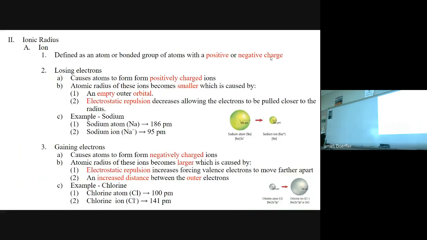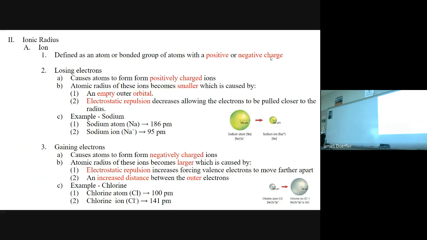But what happens when we start taking a look at ions? Again, ions are atoms that have either had electrons removed from them, so they have a positive charge, or electrons added to them to where they have a negative charge. So when you lose electrons, this causes atoms to form positively charged ions, and positively charged ions are going to become smaller than their neutral version of the atom.